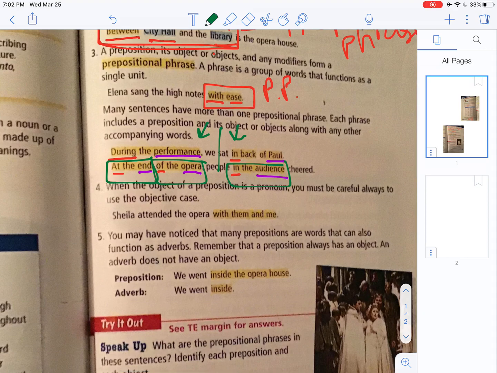Okay. When the object of the preposition is a pronoun, you must be careful to always use the objective case of pronouns. So you don't want to use the subject case at the end of a preposition. You want to use the objective case. So, Sheila attended the opera with them and me. Okay, so with is your preposition, and then you have a compound object, them and me. Please make sure you are using the objective case here for this pronoun, and then of course that would be your prepositional phrase.